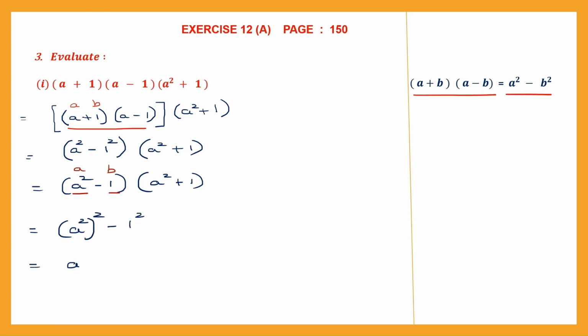So a to the power of, when you have a power raised to another power, multiply the two powers. 2 into 2, which is 4. A to the power of 4 minus 1 into 1, which is 1. So we have our answer, a to the power of 4 minus 1.